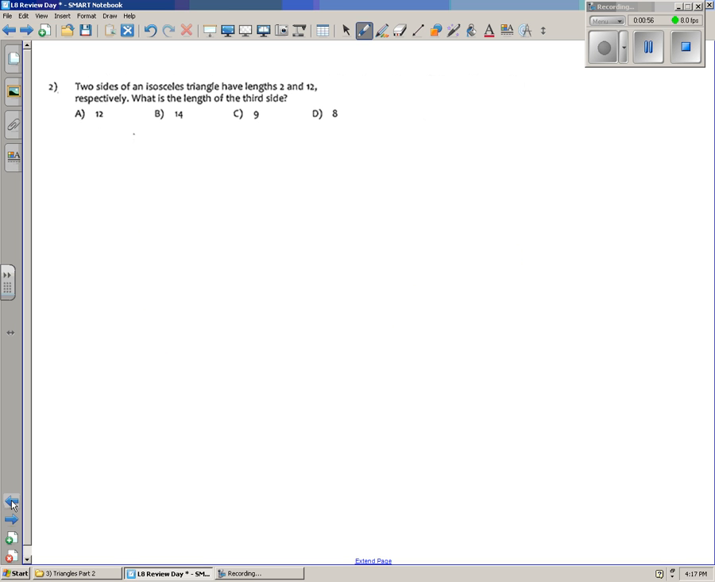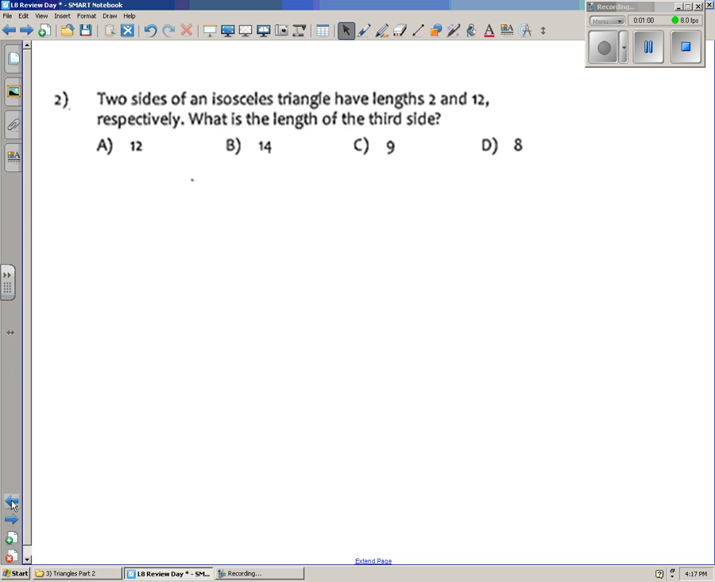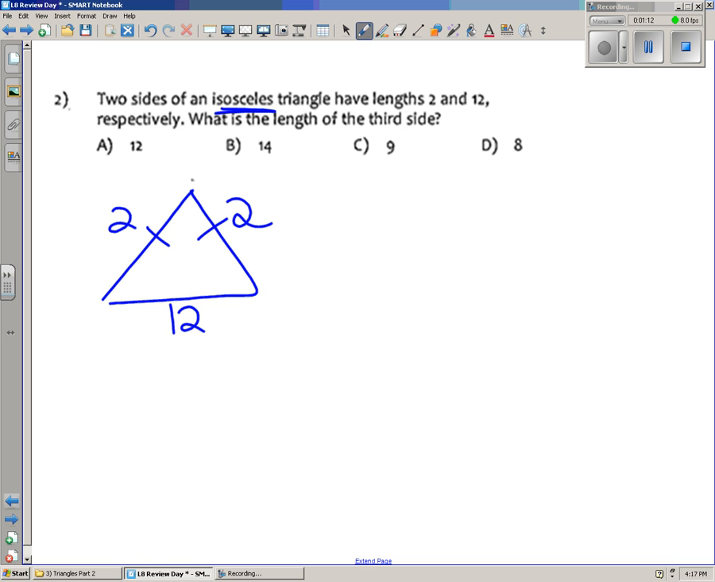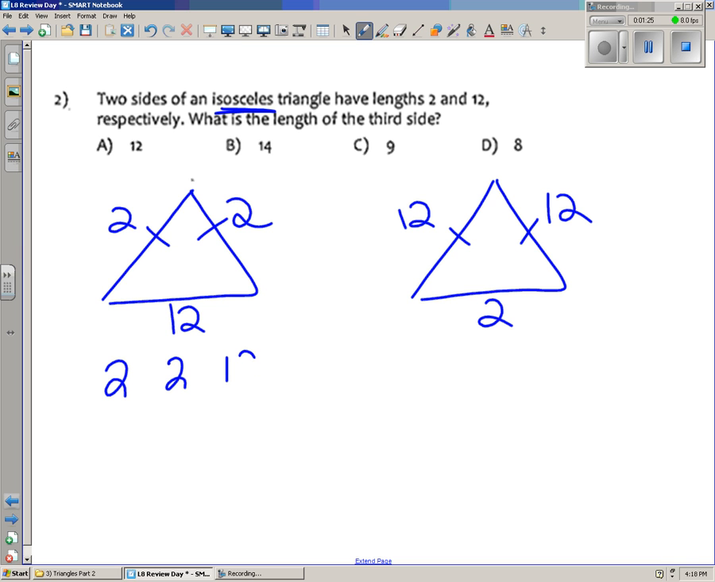Number 2. It says, 2 sides of an isosceles triangle have lengths 2 and 12. What is the length of the 3rd side? So if the triangle is isosceles, that means 2 of the sides are equal. So you could have this triangle, 2, 2, and 12, or possibly this triangle, and I know I'm not drawing this to scale, but 2, 12, and 12.